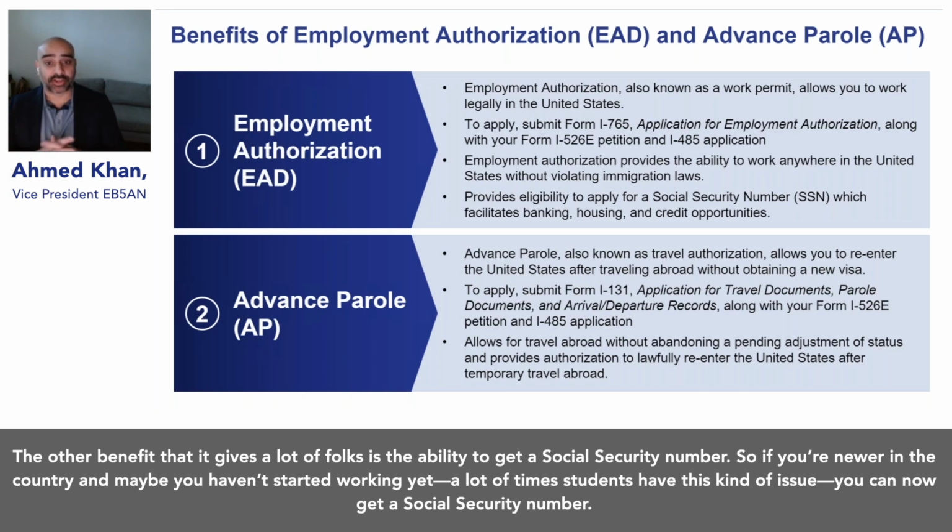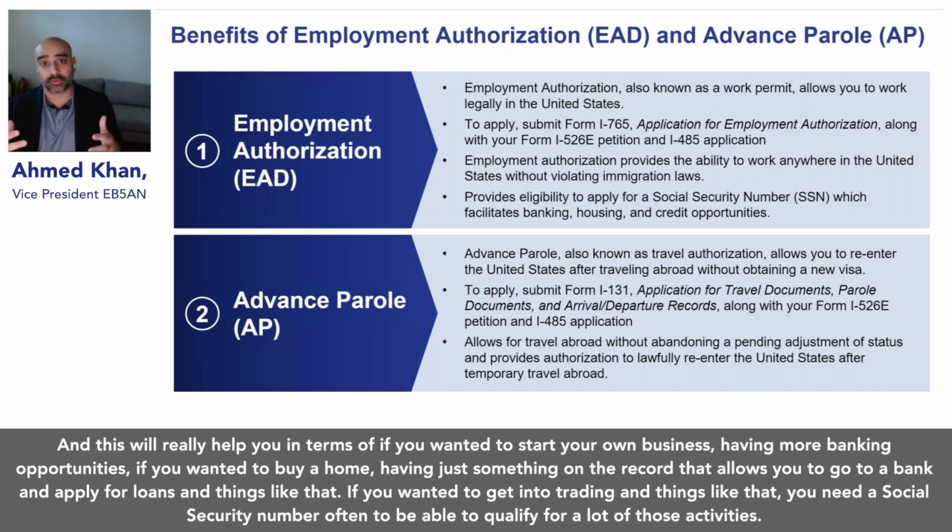You can now get a social security number, and this will really help you if you wanted to start your own business, having more banking opportunities. If you wanted to buy a home, having just something on the record that allows you to go to a bank and apply for loans and things like that. If you wanted to get into trading and things like that, you often need a social security number to be able to qualify for a lot of those activities.